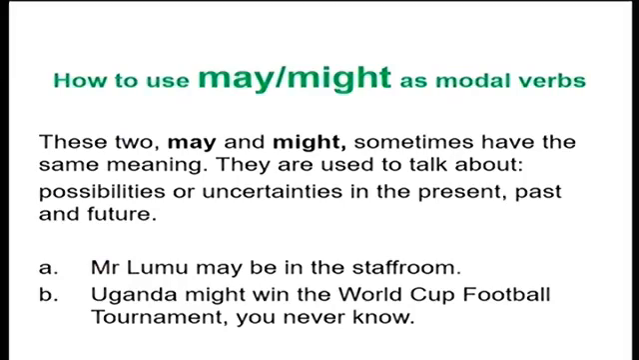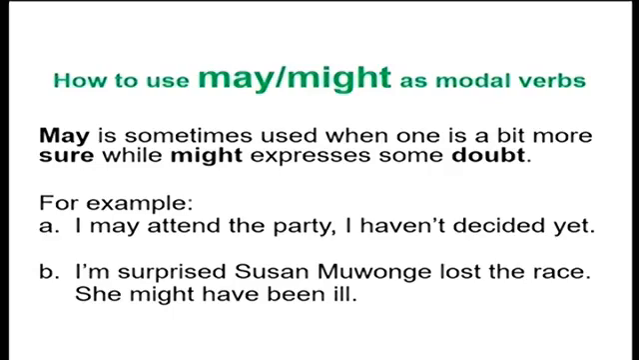For example, Mr. Lumu may be in the staff room. That sentence is in the present tense. Sentence number 2: Uganda might win the World Cup football tournament. You never know. That expresses uncertainty, if you ask me.